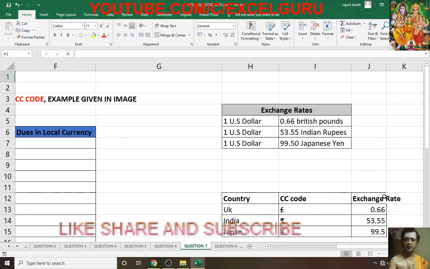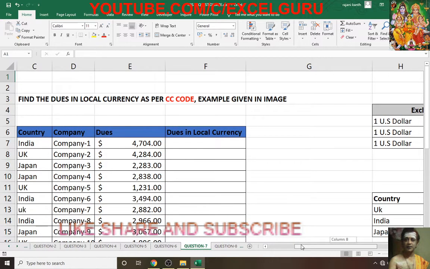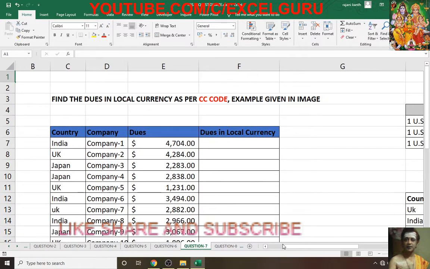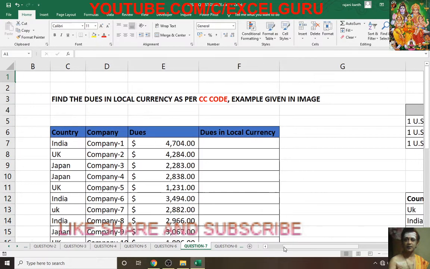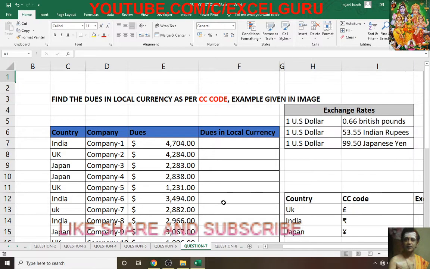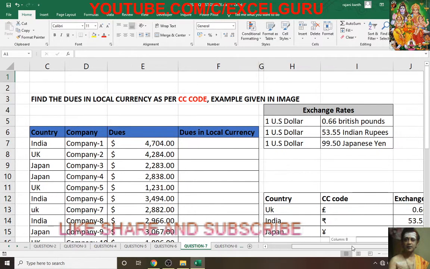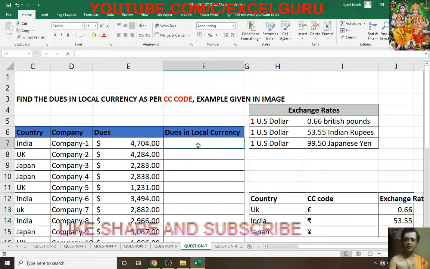Keep concentration on this. It's very easy. First of all, what we want to find is the exchange rate. I will minimize. We want to find the exchange rate from here, simply as per country.